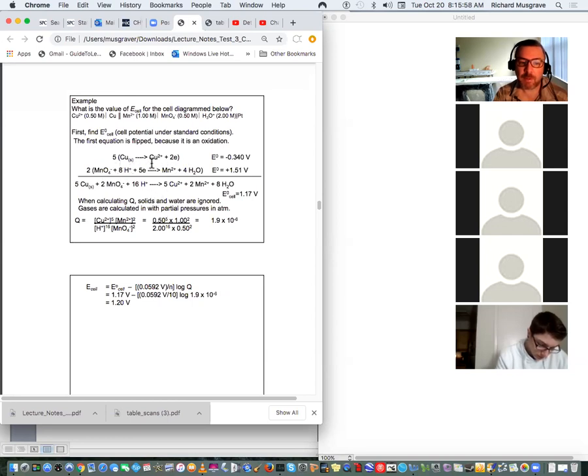On the product side, we've got 5 copper 2 plus. The electrons cancel because we had 10 electrons on the top and 10 electrons on the bottom. We multiply everything here by 2, so it's 2 Mn2 plus and then 8 waters down here in the final part of the equation. Does anybody have any questions about what I did there as far as adding the reactions together?